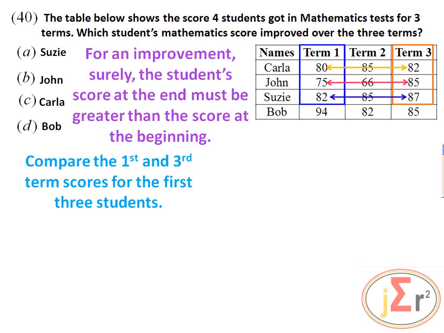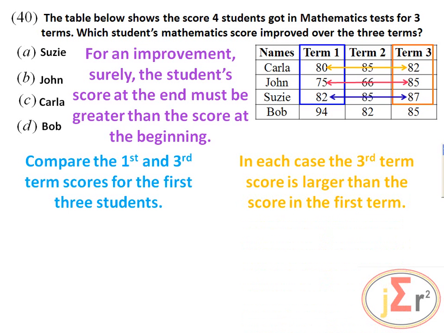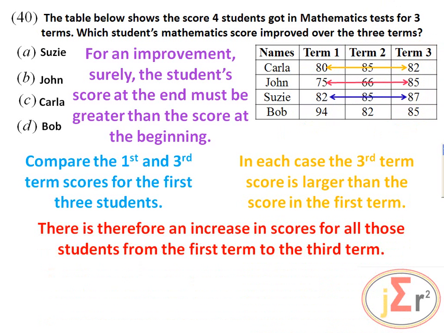As a matter of fact, if we compare the scores for term 1 and term 3 for those first 3 students, what will happen? We notice that the 82 is larger than the 80, the 85 is larger than the 75, and the 87 is larger than the 82. So we have a general improvement from term 1 to term 3. In each case, the third term score is larger than the score in the first term. There is therefore an increase in scores for all those students from the first term to the third term.